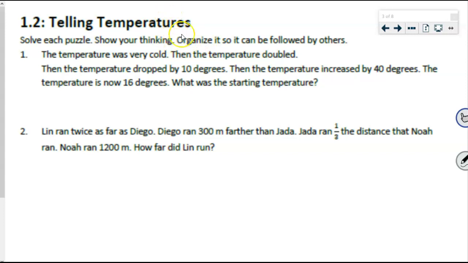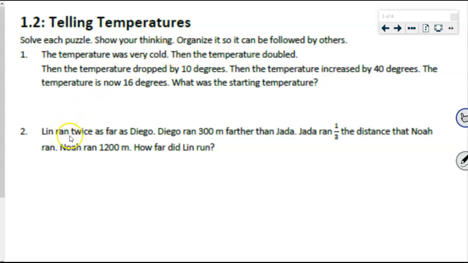The first puzzle is this. The temperature was very cold. Then the temperature doubled. Then the temperature dropped by 10 degrees. Then the temperature increased by 40 degrees. After all of those changes, the temperature is now 16 degrees. What was the starting temperature? Any questions on how to get started? Do you all have a plan? Okay, follow that plan. When you're ready, you can also move on to number 2.